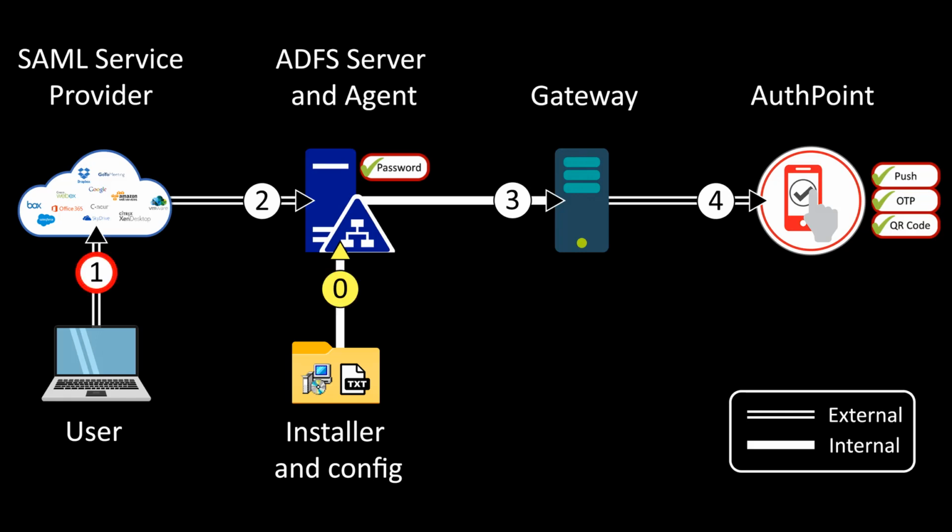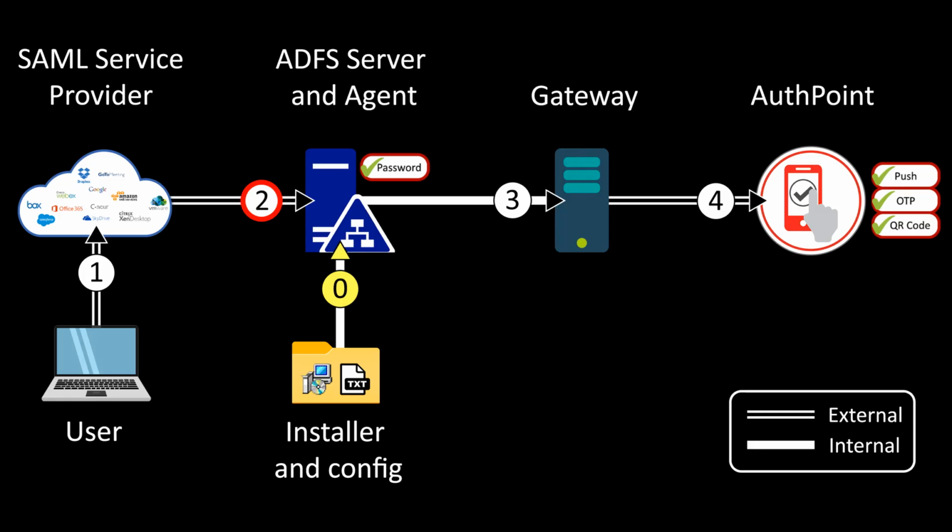In Step 1, the user goes to a SAML service provider and attempts to log in. ADFS does not host an identity provider portal, so all SAML authentications start at the service providers. In Step 2, the service provider redirects the logon request to ADFS in order to authenticate the user. ADFS validates the user's Active Directory password.